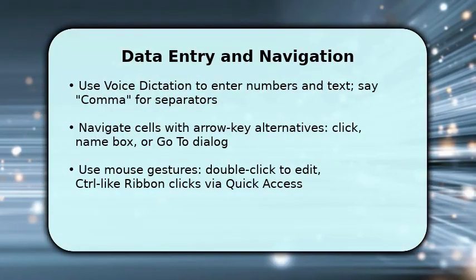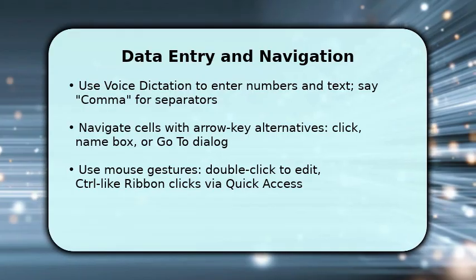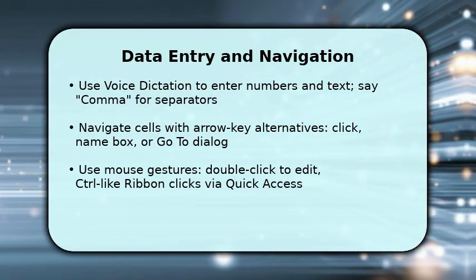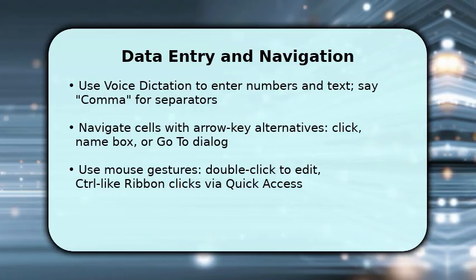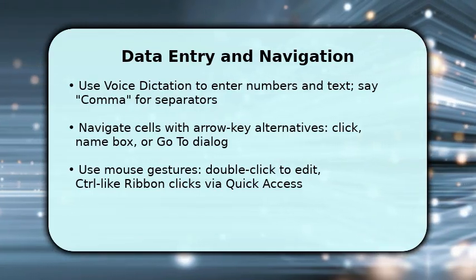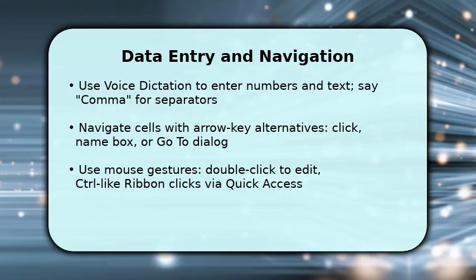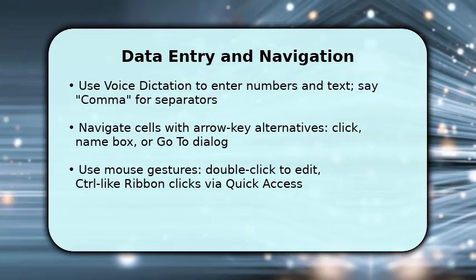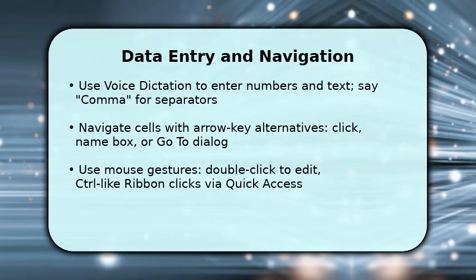You'll enter data with dictation. Speak numbers, say new line or tab to move, dictate punctuation like comma and %. For navigation, avoid arrow keys by clicking cells, using the name box to jump, or opening Go to with voice. When editing, double-click a cell or use the formula bar with your mouse. Once done, click the check mark to commit.